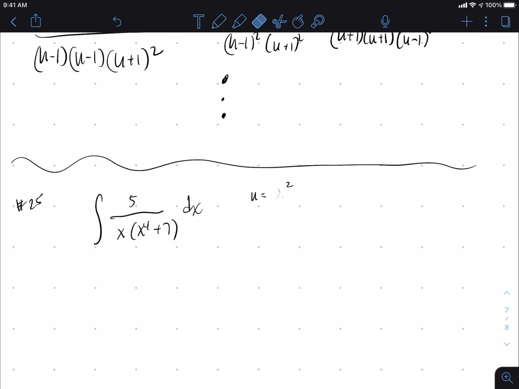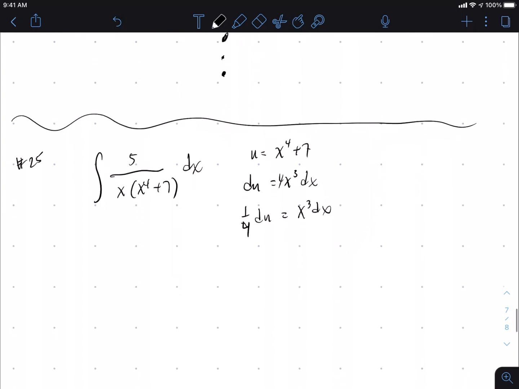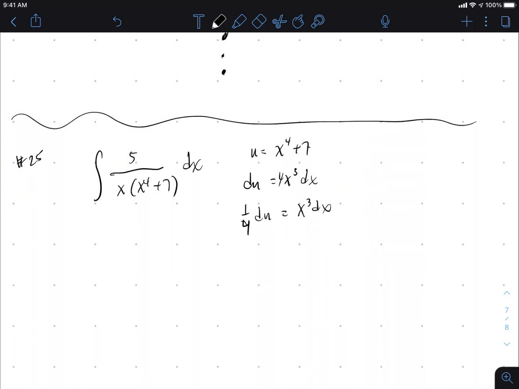Now, typically, you would have probably done this as your initial guess, right? And then gone, okay, I have x to the 3rd, 4x to the 3rd dx. And so you would have gone 1/4 du is x cubed dx. You could have done it this way, but the thing that sucks is when you do this, you'd have to take the cube root. And how do you take the cube root of a du? So you end up stuck.